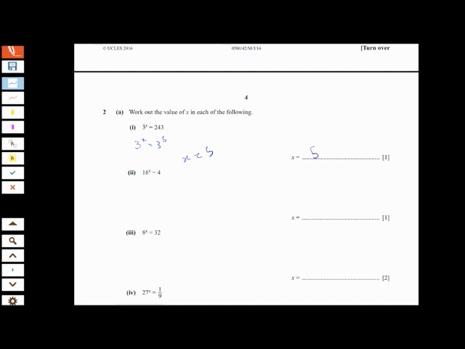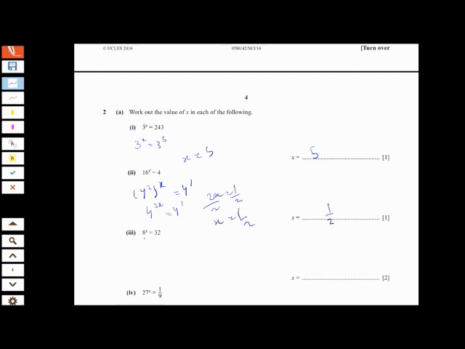Now 16 to the power of x and 4. In this case, we want 4 to be the base, because 16 can be written with a base of 4. 4 to the power of 2 is 16. So (4 to the power of 2) to the power of x equals 4 to the power of 1. Now 4 to the power of 2x, because you're going to expand the bracket, equals 4 to the power of 1. Now the bases are equal, so 2x equals 1, divide by 2 on both sides, x equals half.